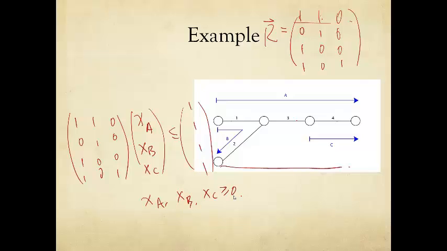Now, the objective function is to maximize the sum of utilities. Let's say they all have the same utility shape and they are logarithmic functions to enforce proportional fairness. So maximize log of XA plus log of XB plus log of XC.